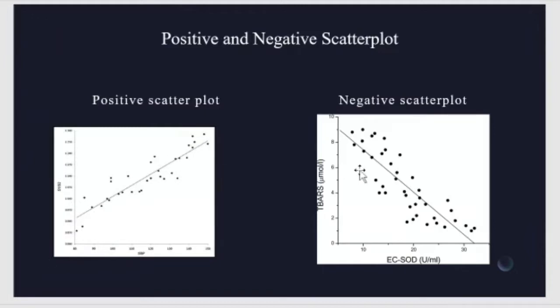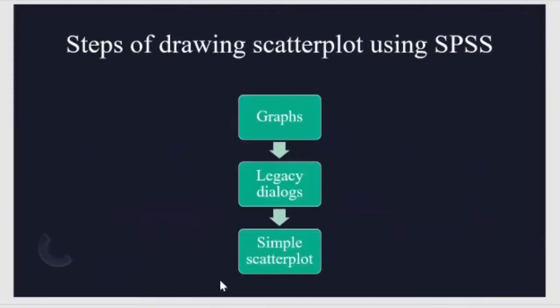And this is a negative scatterplot, when one variable is increasing, the other one is decreasing. This is a negative scatterplot. Okay, now the simple step. This step you know, we have already discussed.